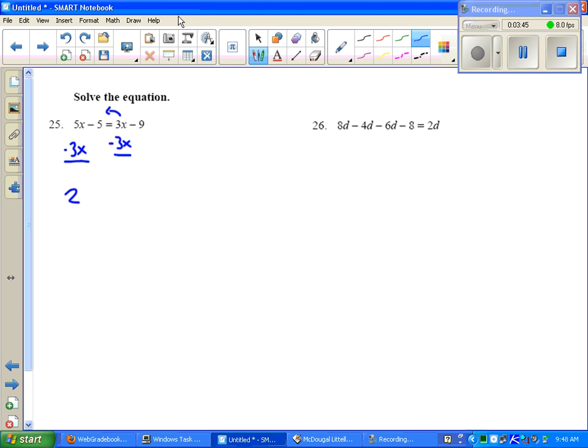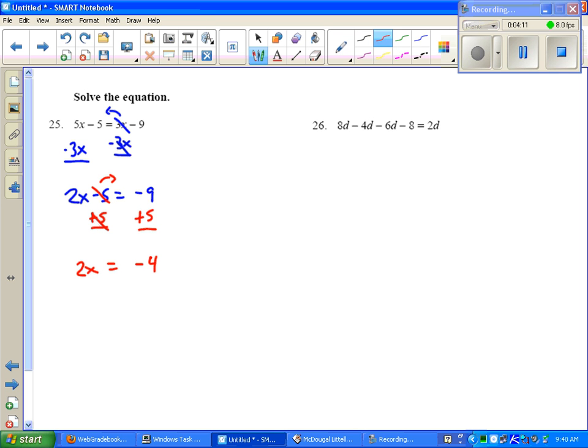5x minus 3x is 2x. Bring down your minus 5 equals. 3x minus 3x will cancel. You're left over with equals negative 9. Get rid of your minus 5, or move it over to the other side, by adding 5. You add it to the left, add it to the right. You have 2x on the left. Minus 5 plus 5 will cancel. Equals negative 9 plus 5 is going to give you a negative 4.